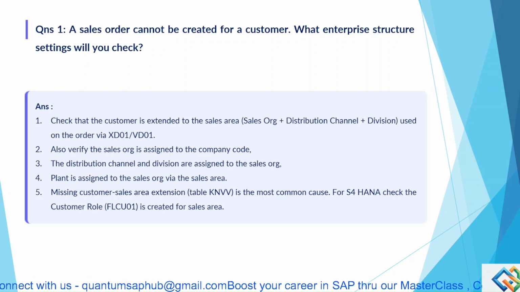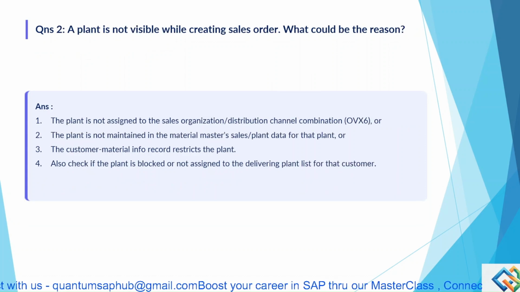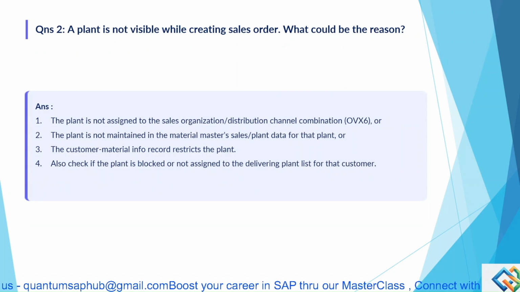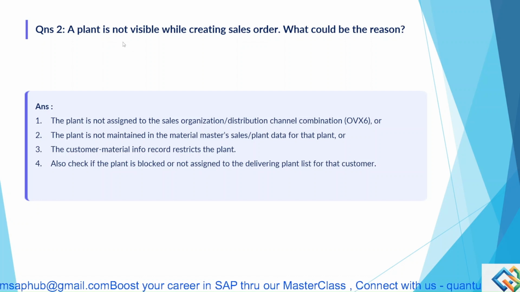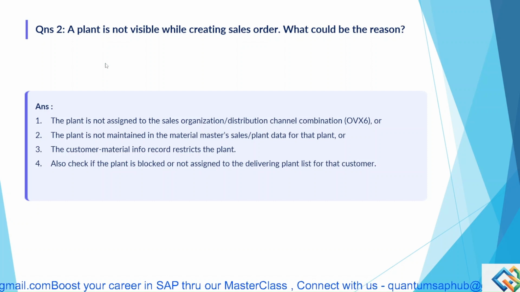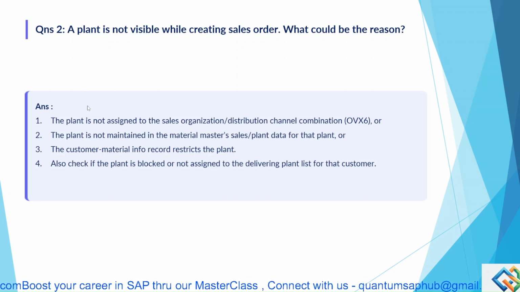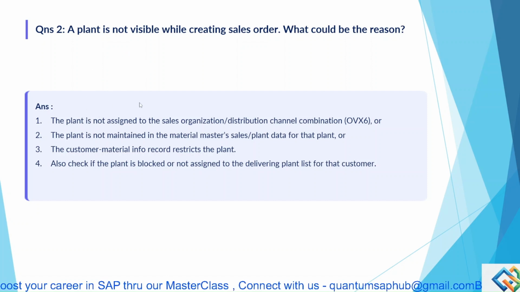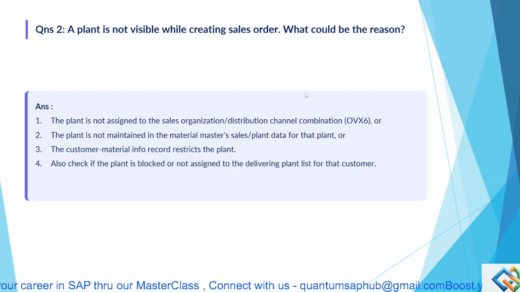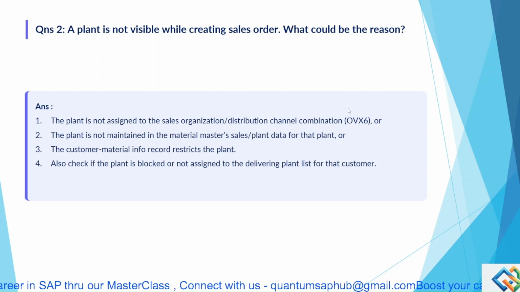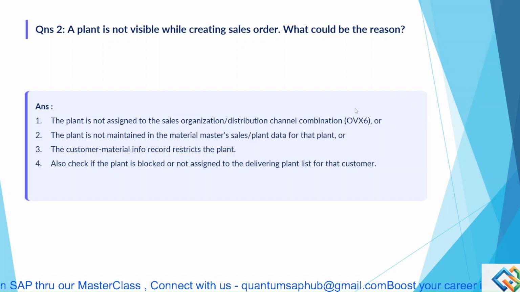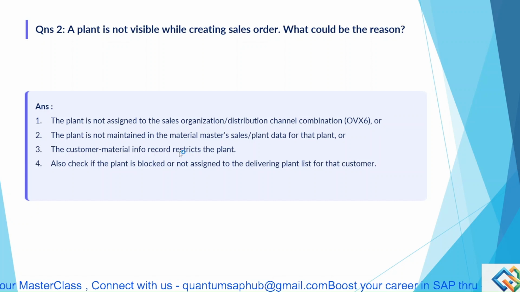Here is the second question. If your plant is not visible while creating a sales order, what could be the reason? You are creating the sales order, you have entered the customer master number, and you have given the material code, but the plant is not visible in the plant field in the line item. So let us discuss the causes.